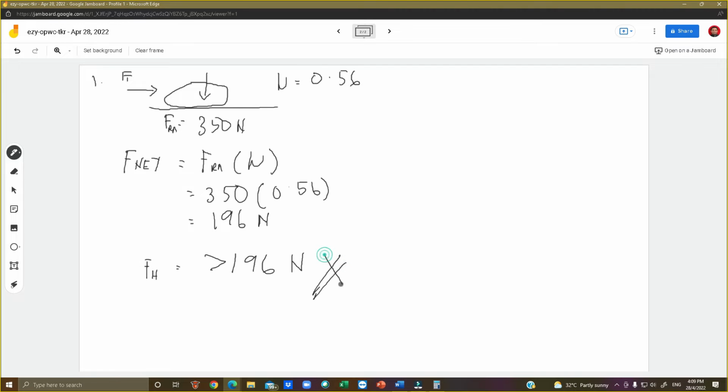Ni case apa ni? Coefficient of friction. Okay, let's go to the next one.